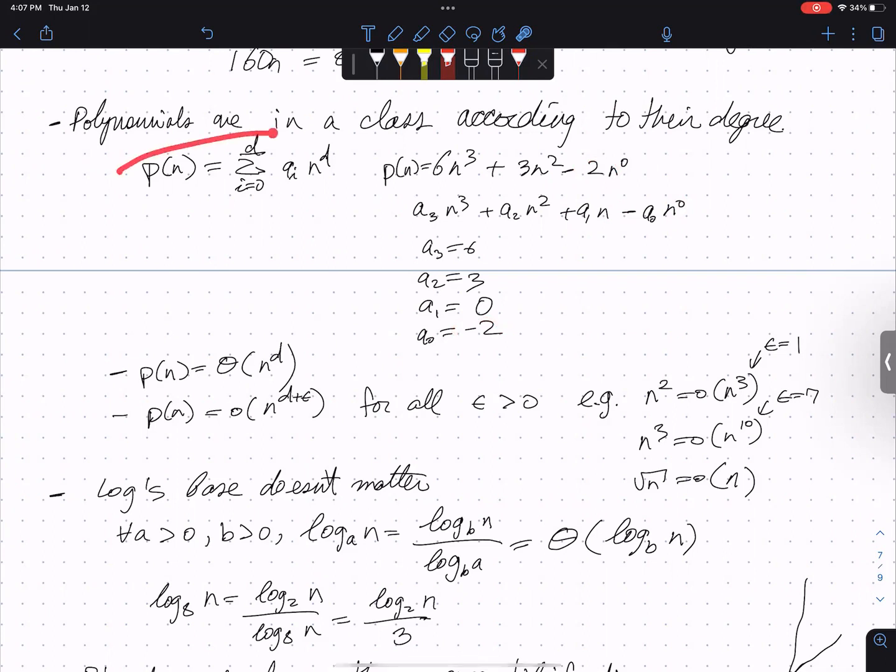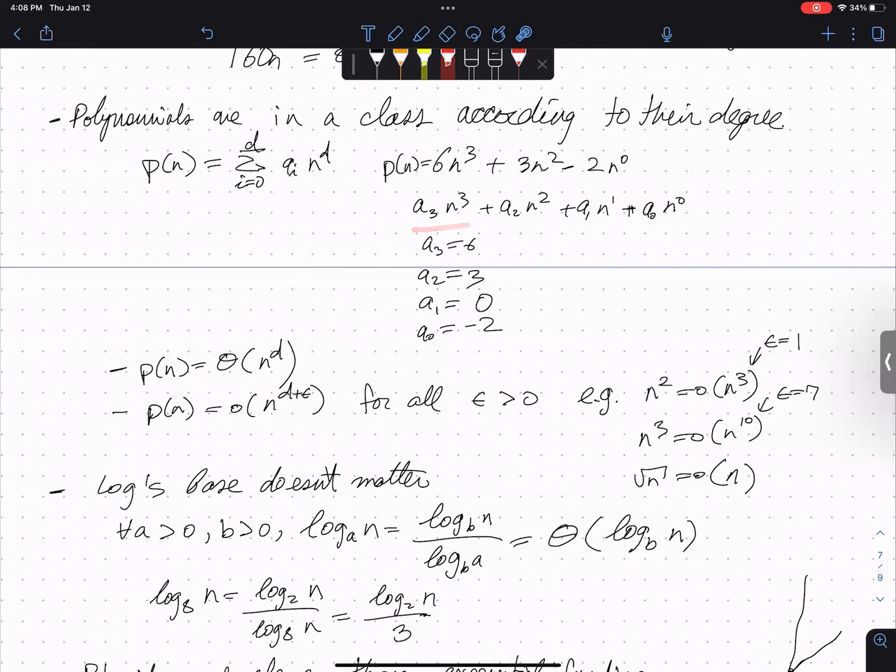Now I can write P of n in this form. So the sum of i going from 0 to d of ai times n to the power of i, right? So a0 times n to the 0 plus a1 times n to the power of 1, plus a2 times n squared plus a3 times n cubed. I can write it like this, at least when I have integers as the powers.